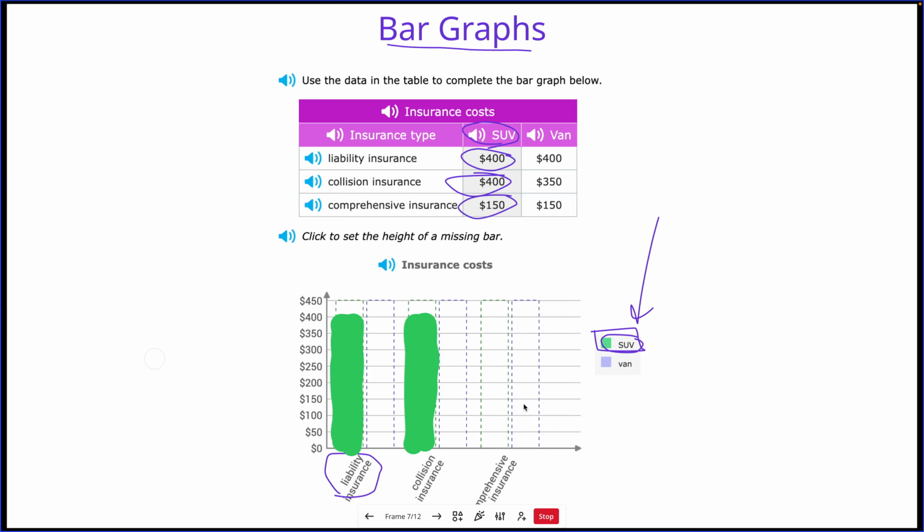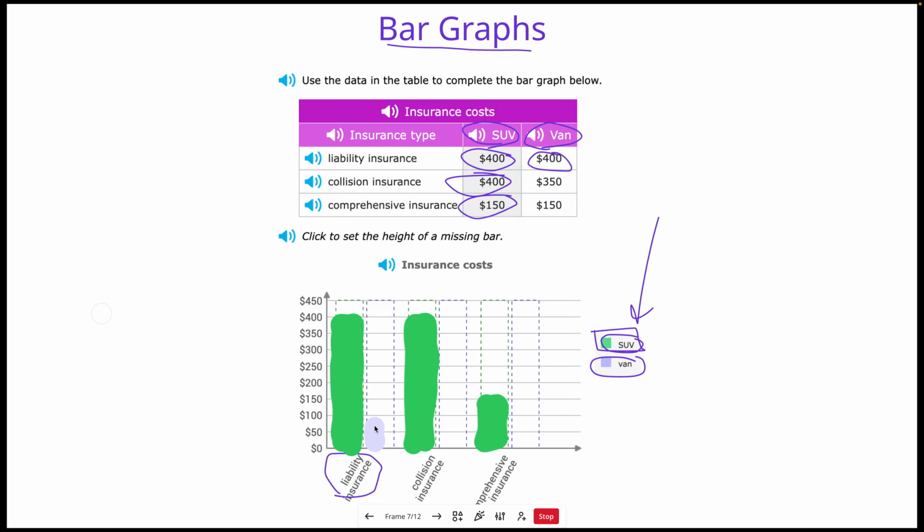So 150 is here. All right, we are done with the SUVs. Now let's look at the vans. We'll start with liability insurance, and this needs to be in purple. So liability insurance was $400, so that would be this one right here.